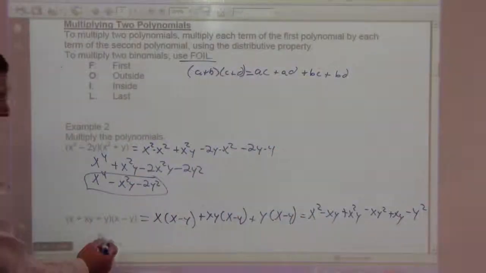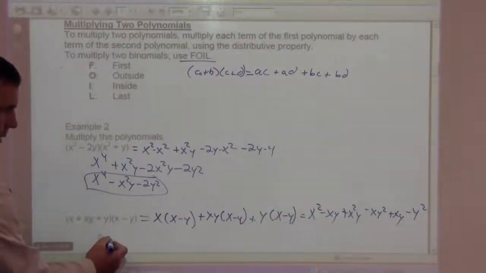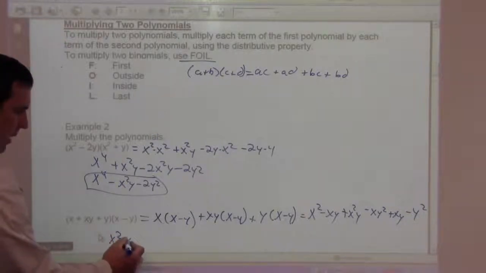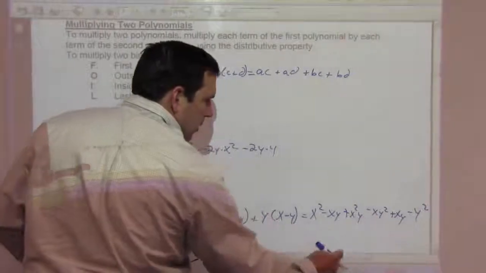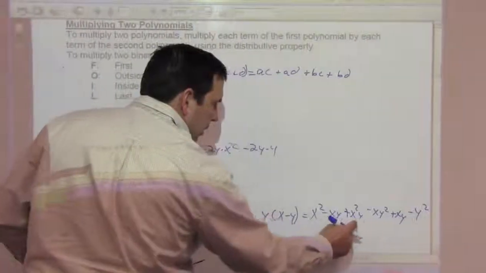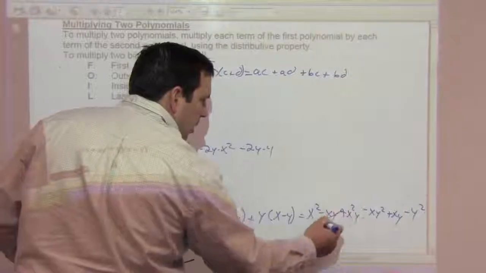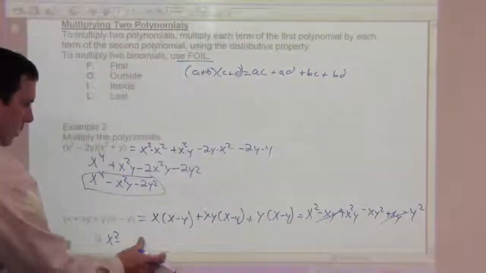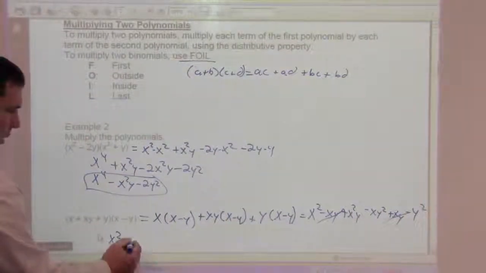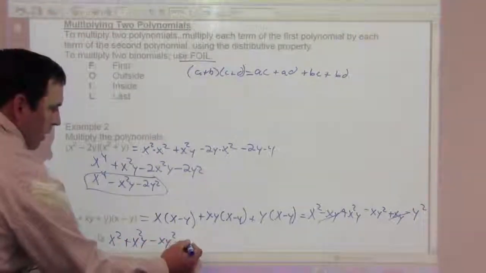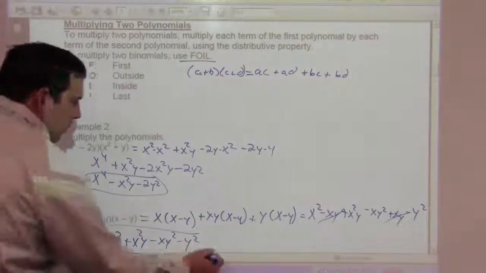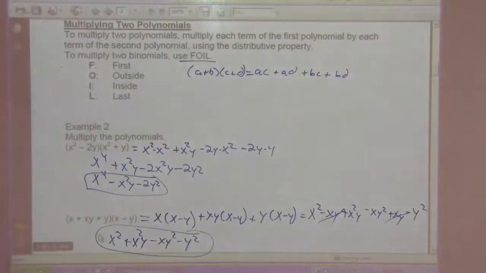So if we simplify that, we have x squared minus xy. So here I have x squared y minus xy squared. Those don't do anything, but the minus xy and the plus xy are going to cancel out. So erase that. We have x squared plus x squared y minus xy squared minus y squared. And we're going to go on to look at some special product formulas.